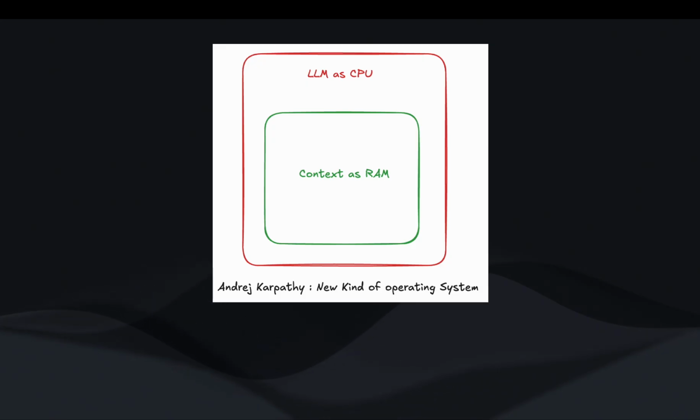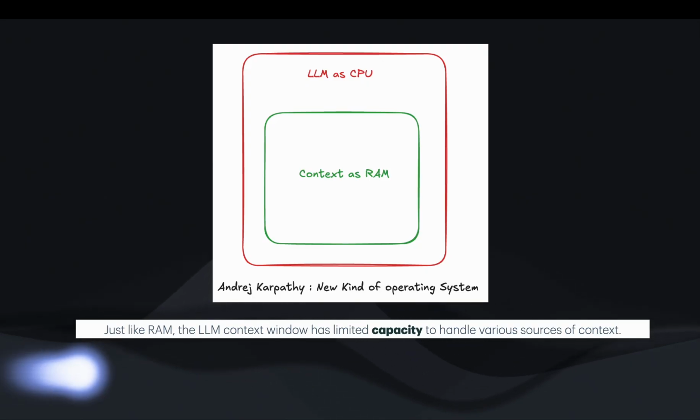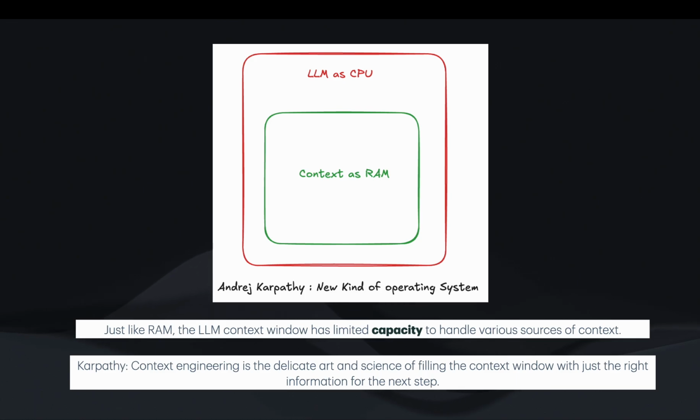where he mentioned that the LLM is a kind of new operating system, where the LLM acts as a CPU and the context acts as a RAM. But what we have also seen from those discussions is that, just like RAM, the LLM context window has limited capacity to handle various sources of context. If you have a low-RAM system and you try to do a heavy task on your laptop, the laptop crashes or takes a lot of time to complete that task. Similarly, if you put in a lot of context that exceeds the context limitations of the underlying LLM, that can degrade the performance of your agent. That's what we are trying to solve by doing optimal context engineering.